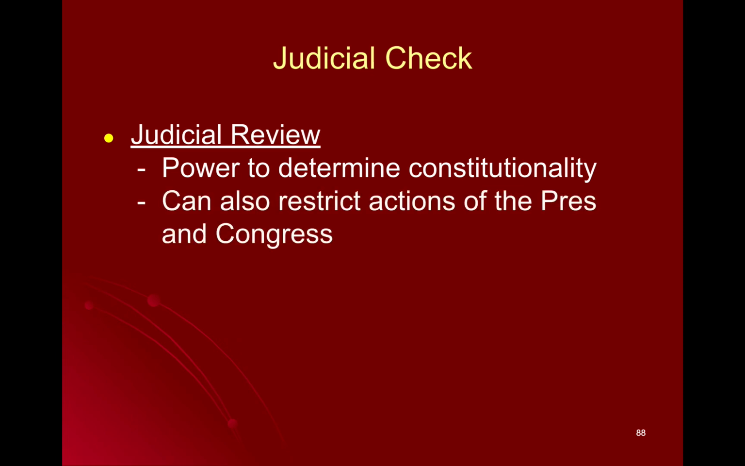Judicial review also means that this is a check that they can provide on actions made by both the President and Congress. Because it's a check on the other branches of government, if the President uses his power of executive order, the Supreme Court can overturn that and say, no, what you ordered was unconstitutional and therefore has to end. And same thing with Congress.